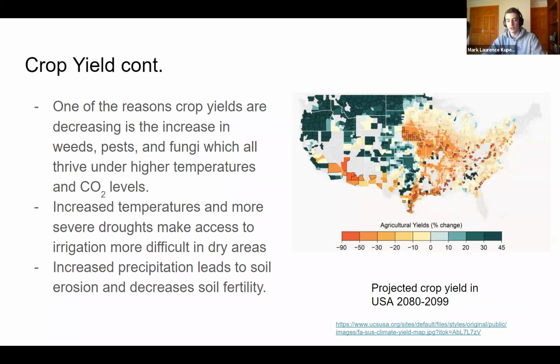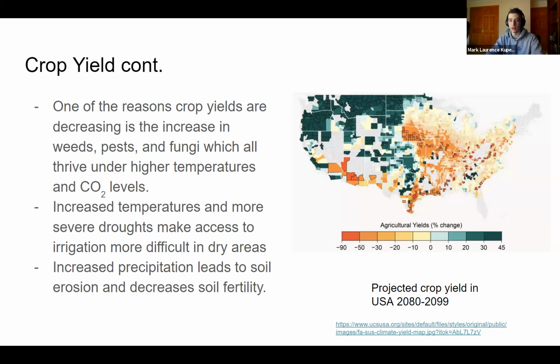One of the reasons crop yield is decreasing is because of an increase in weeds, pests, and fungi, which all thrive under higher temperatures and higher CO2 levels. These increased temperatures can also lead to more severe drought, which makes it harder to access irrigation and will decrease crop yield as well. An increase in precipitation in certain areas can also lead to soil erosion, which will decrease the fertility of the soil and decrease crop yields.